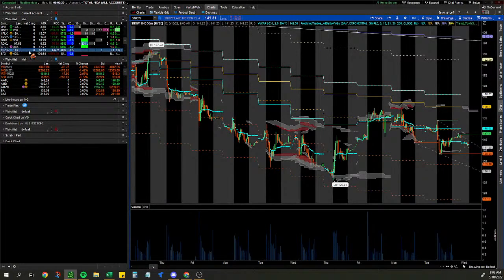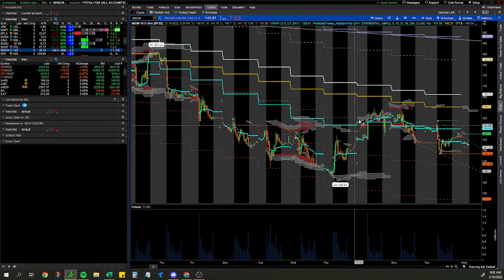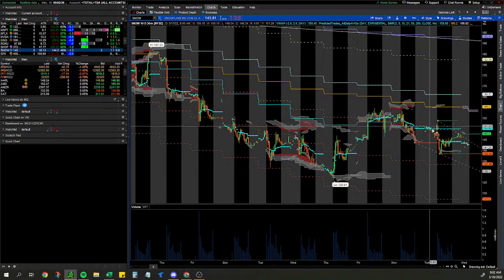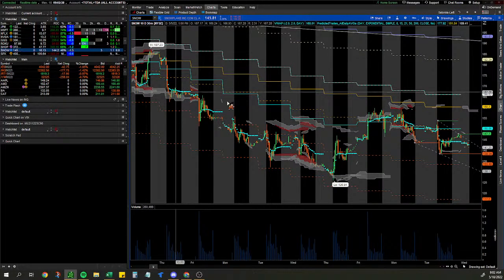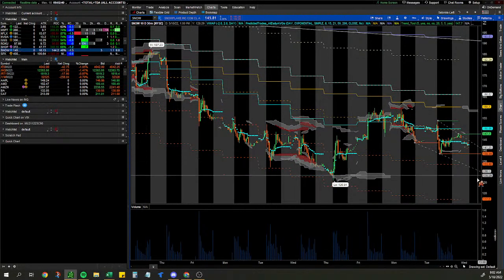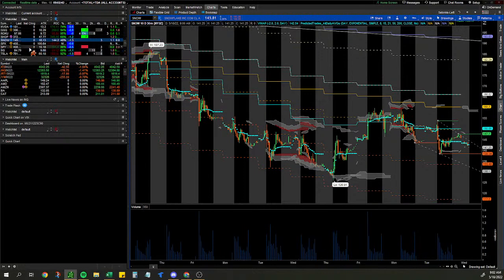Snow, not a huge interest. Hasn't even made it back to the daily 15 already. Struggling with the daily 8. So, could be a nice short, but not a huge interest in Snow.